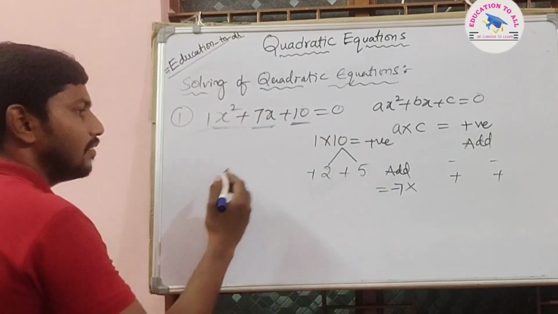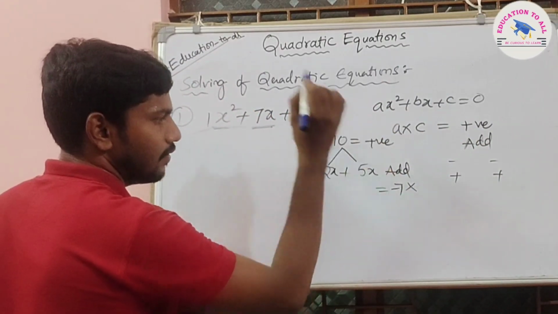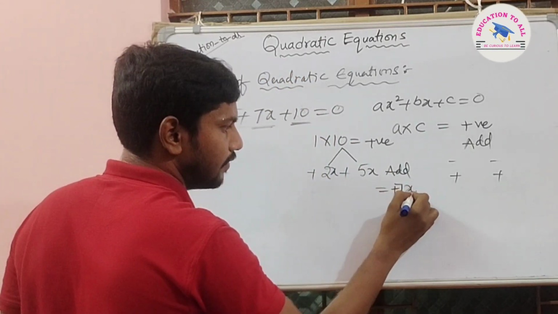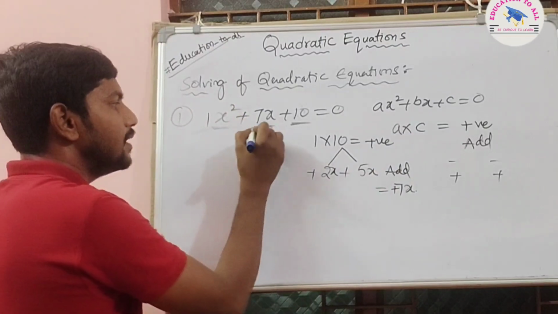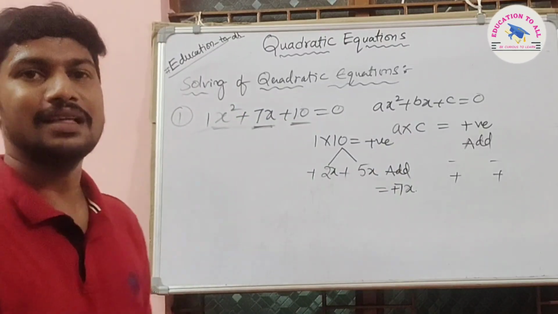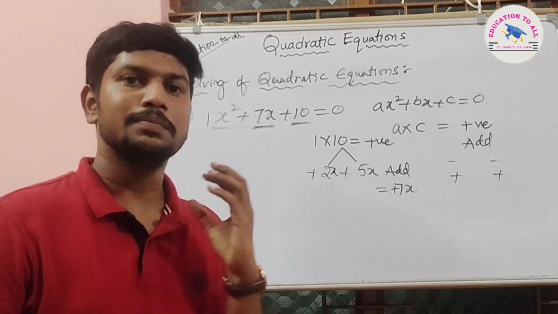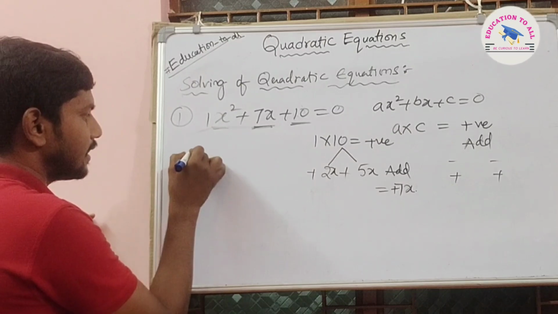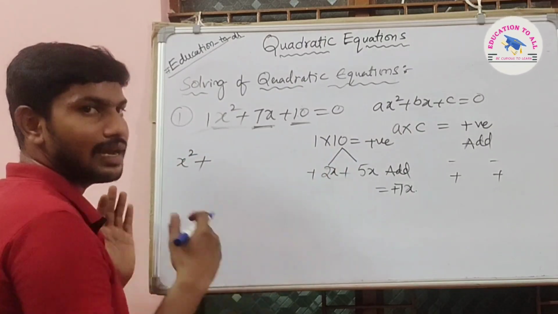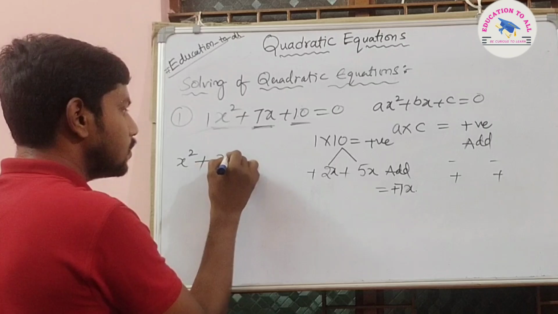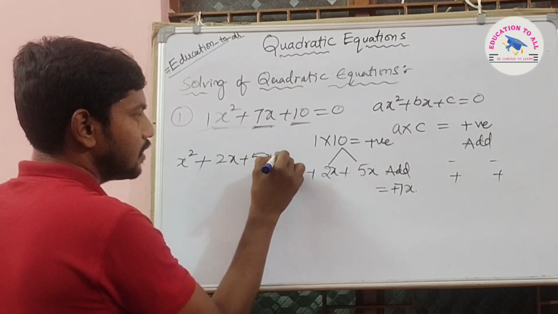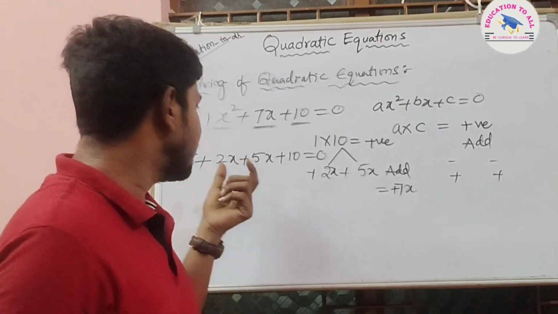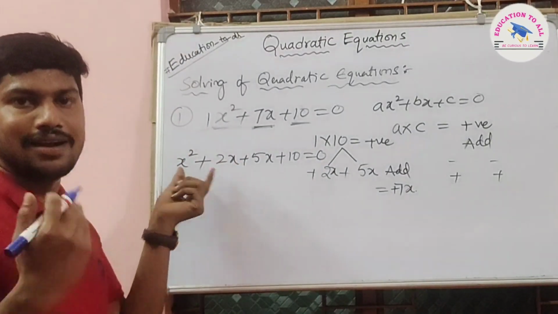So apply that with the variable: 2x and 5x. That added gives plus 7x, which is called the middle term. So this is called splitting the middle term. This method is called splitting the middle term for our required factors. So we'll write x square, and whether I write 2x first or 5x first, 2x plus 5x plus 10 equal to 0. In the first two terms we can clearly identify that the x variable is common.